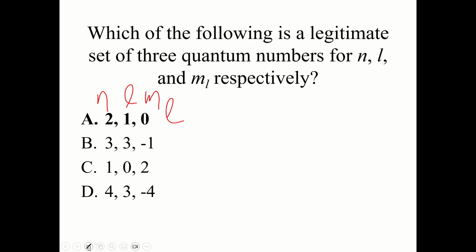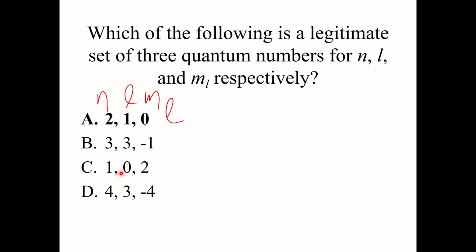If we look at B, the issue here is that l is the same as n. And remember, for l, the allowed values are from 0 up to n minus 1. So if n equals 3, the biggest that l can be is 2. So B is incorrect. C, well, n looks good. l looks good, but the problem is with m sub l. Remember, the rule for m sub l is that it can be from -l to +l.